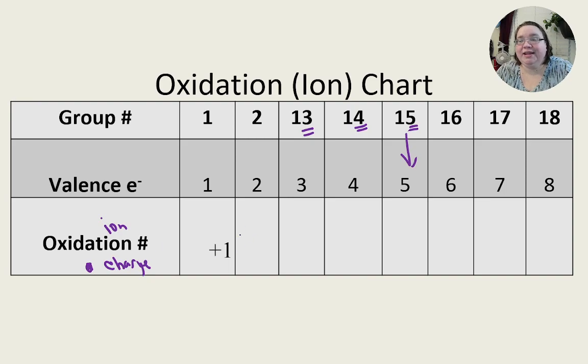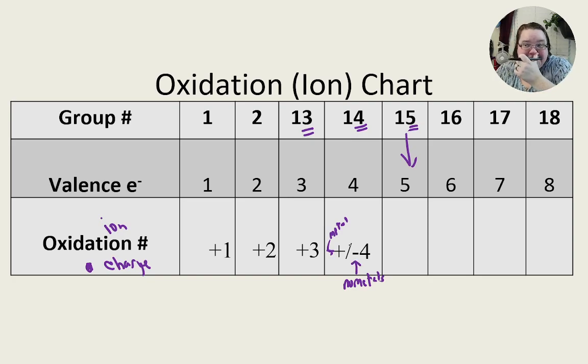So group 1 is a +1, group 2 is a +2, group 13 is a +3, 14 can be either plus or minus 4. Again, my metals are going to be the positive, and my non-metals are going to be the negative.